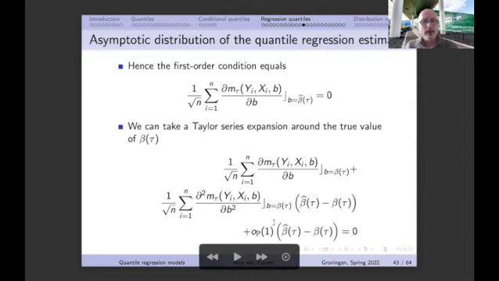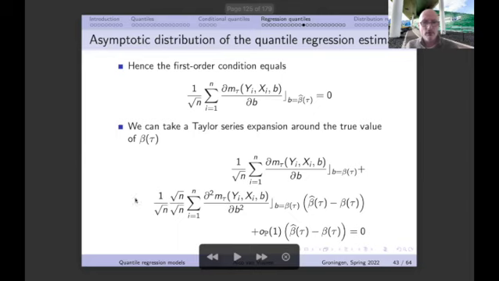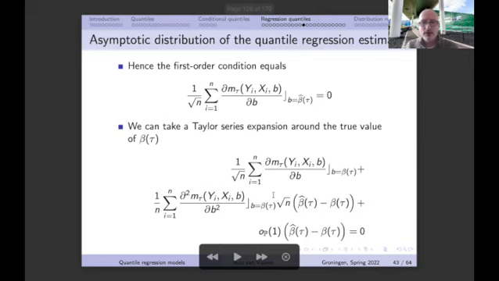Then the next thing I'm going to do is multiply the first term by the square root of n divided by the square root of n. Then we get here just an n, and we divide by n. I can take this square root of n over there. And you should immediately recognize that this is very nice, because now what we have is the square root of n multiplied by beta hat tau minus beta tau.